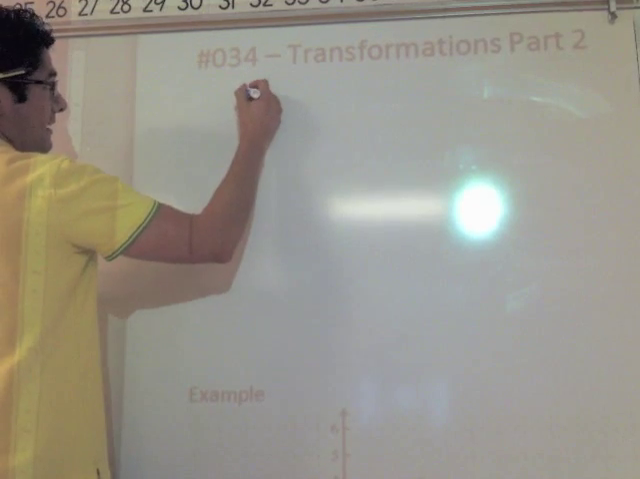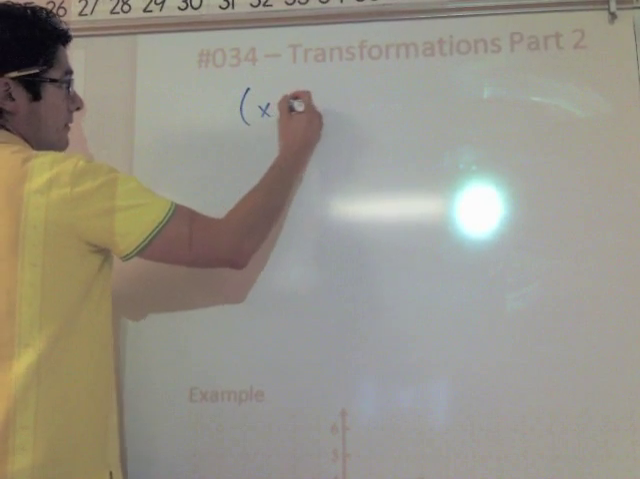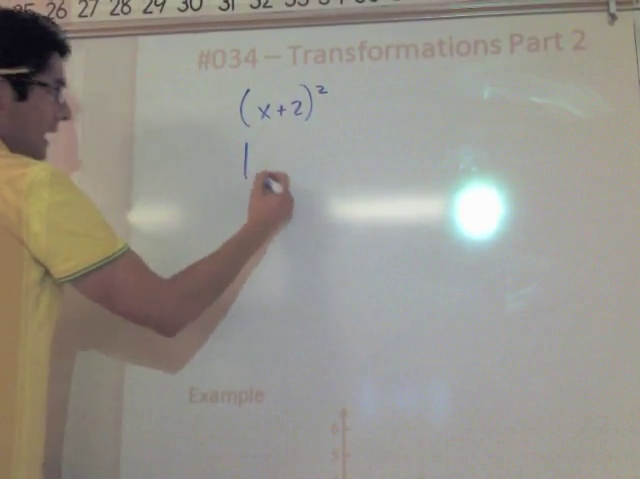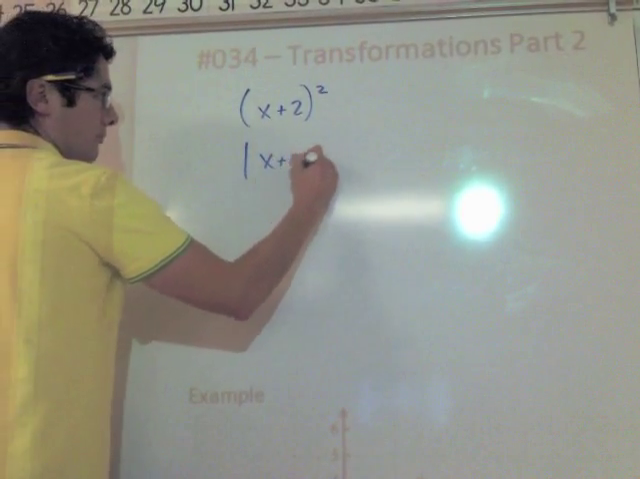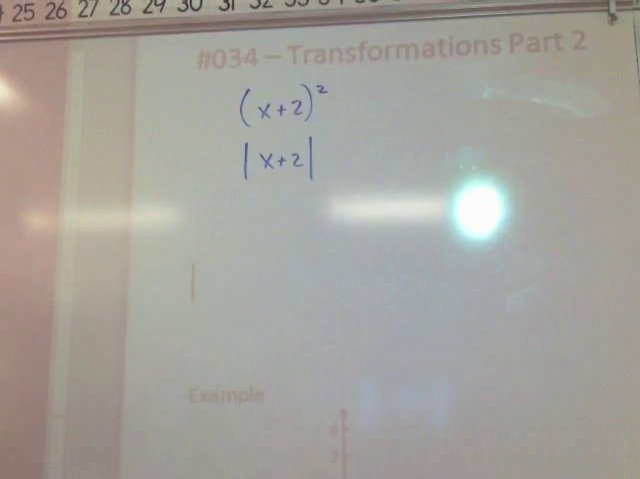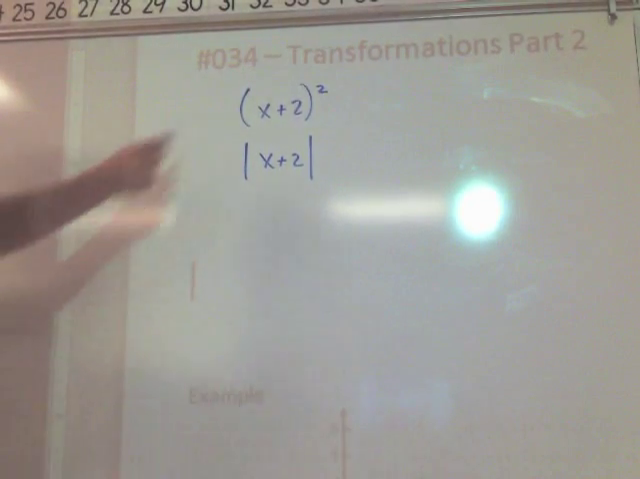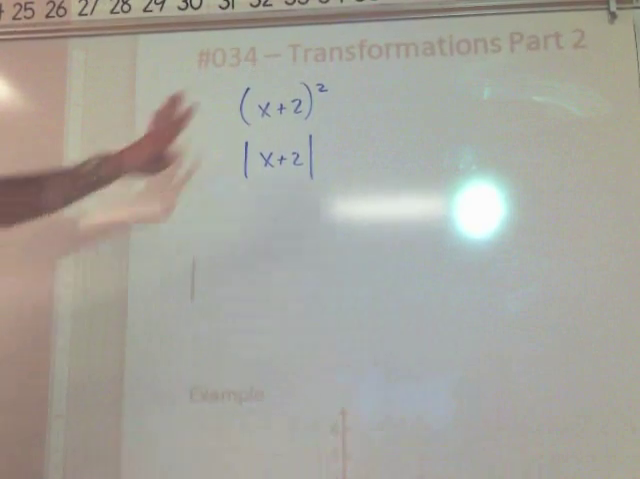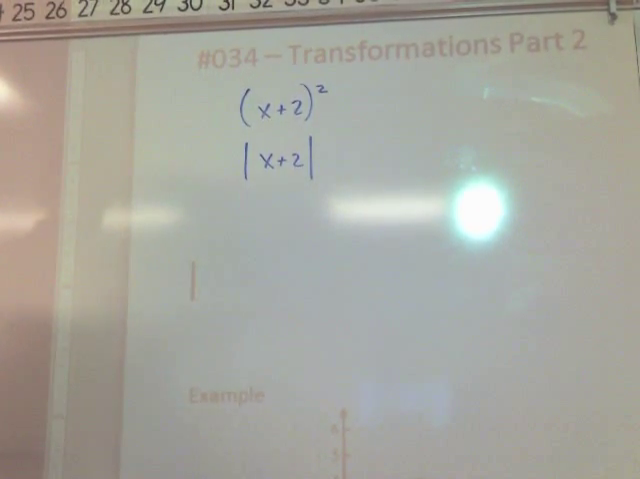Had something like this, x plus 2 squared, or you had the absolute value x plus 2. Ignore everything else, okay? There's a bunch of stuff around it, but I'm just ignoring it. That's not what I want to talk about. I just want to focus on this part from yesterday.